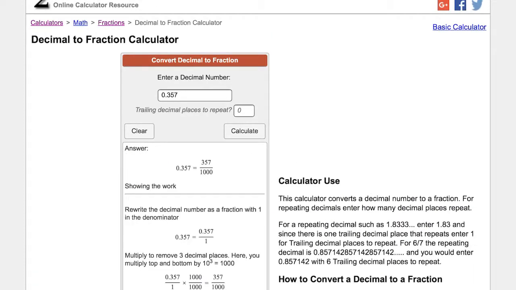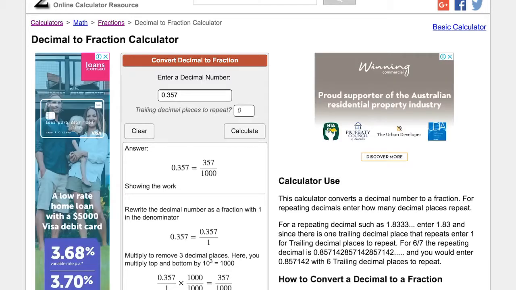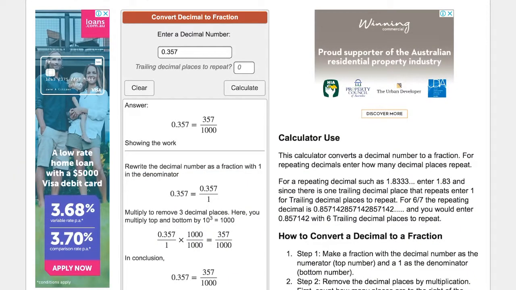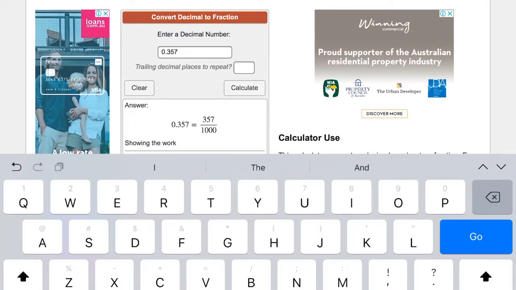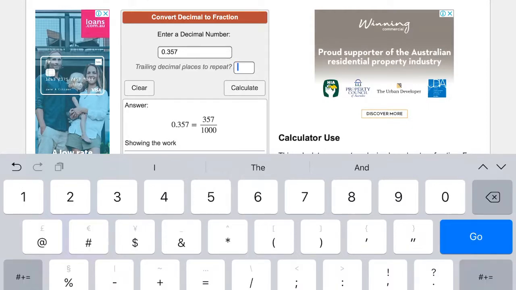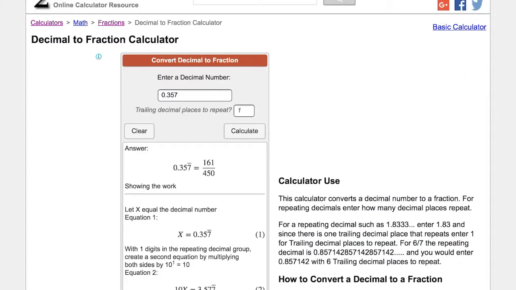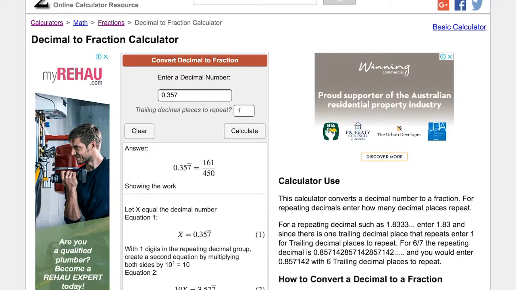We get 357 over 1,000, of course, right? But let's change this so that we have this repeater. And the way this calculator works is it says trailing decimal places to repeat. Well, it's only going to be the 1, because it's the 7. And we calculate. And voila, we got the right answer.